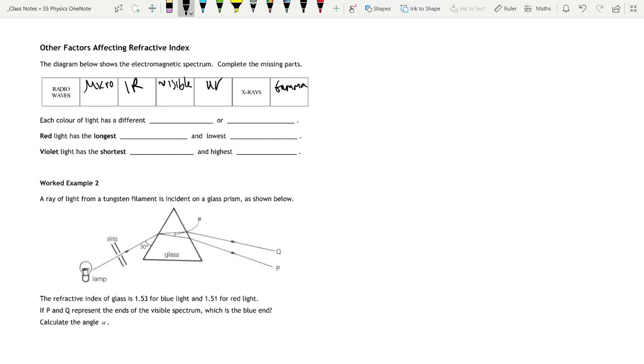Right, so that's your electromagnetic spectrum. You should know that by now. And we also know that each color of light has a different wavelength or frequency.